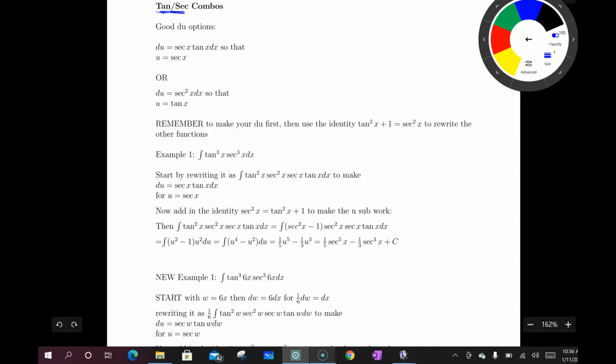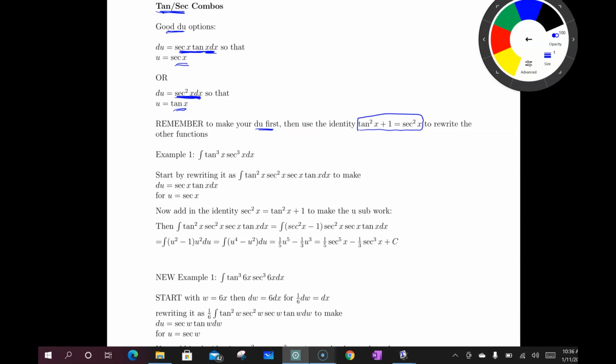So let's review these tangent secant combination integrals. Remember, when we're making a good du, there's only two options: to peel off a secant tangent so that your u is equal to secant, or peel off a secant squared so that your u is equal to tangent. Remember, you always make your du first, and then you use this identity. How you decide which one to use, whether to peel this off or peel this off, you always want to leave even powers.